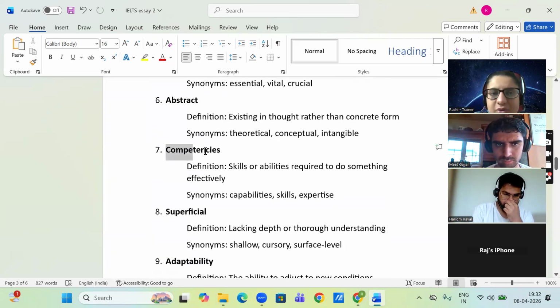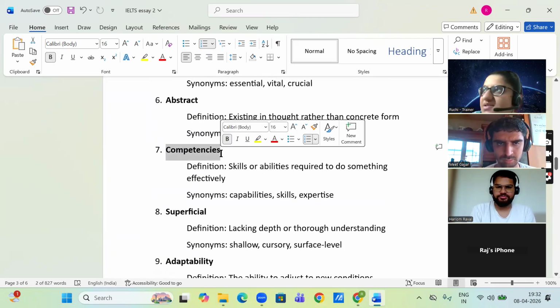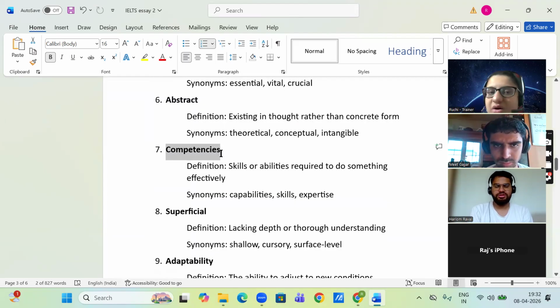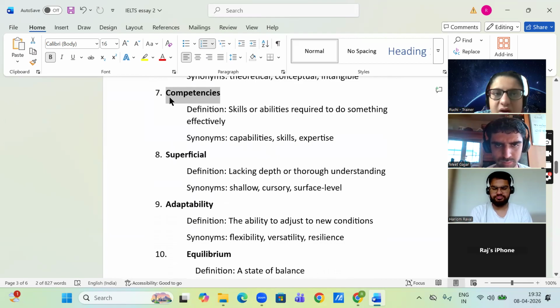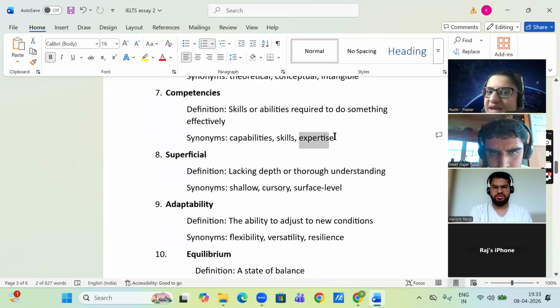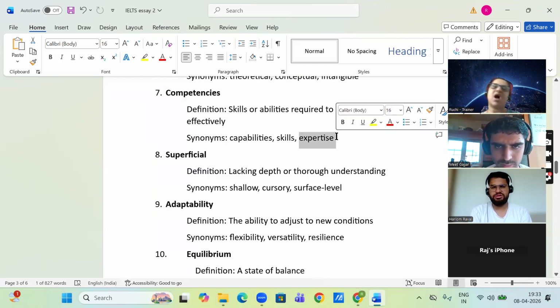कॉम्पिटेंसी मैंने आप लोगों को बोला था આવડત. What are your core competencies? તમારામાં main skills કયા છે? Main આવડતો કઈ છે તમારામાં? If I ask you in an interview, what are your core competencies? So your skills or your abilities required to do something effectively. See, very simple. Competencies के synonyms में आएगा capabilities, स्किल्स या तो आपकी एक्सपर्टीज. आपकी expertise.